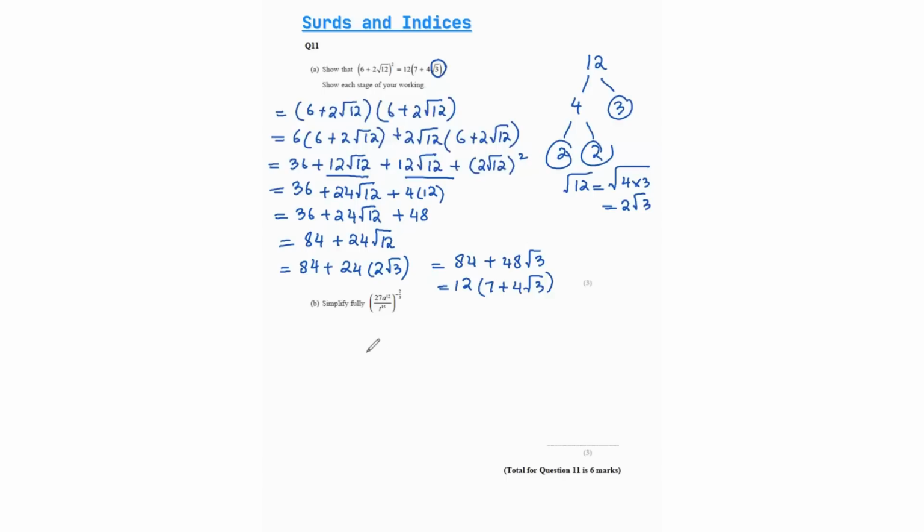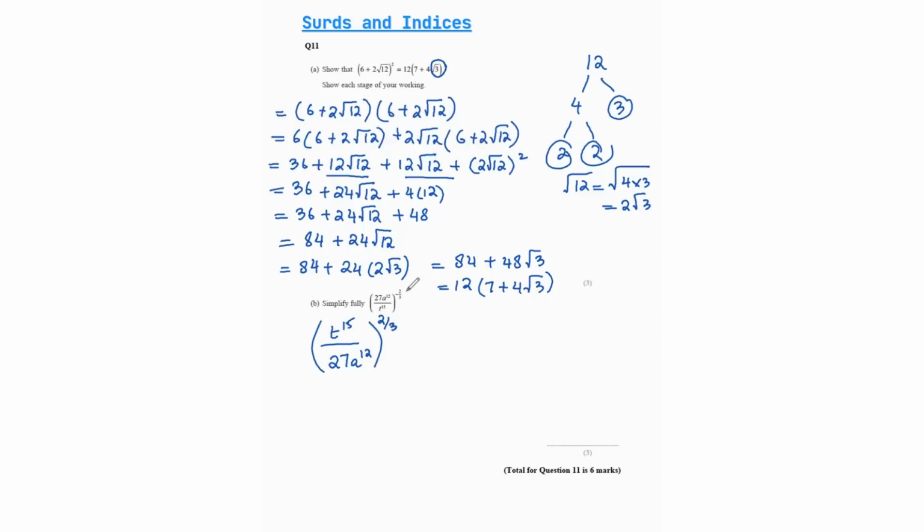Then it says simplify fully (27a to the power of 12 over t to the power of 15) whole power negative 2 over 3. So this is the case of a fractional index. Whenever we have a fractional power, we distribute the power on both the numerator and denominator. Since it's a negative power, we flip the fraction as well. So first we flip the fraction to make the power positive. That leaves us with (t to the power of 15 over 27a to the power of 12) whole power 2 over 3.